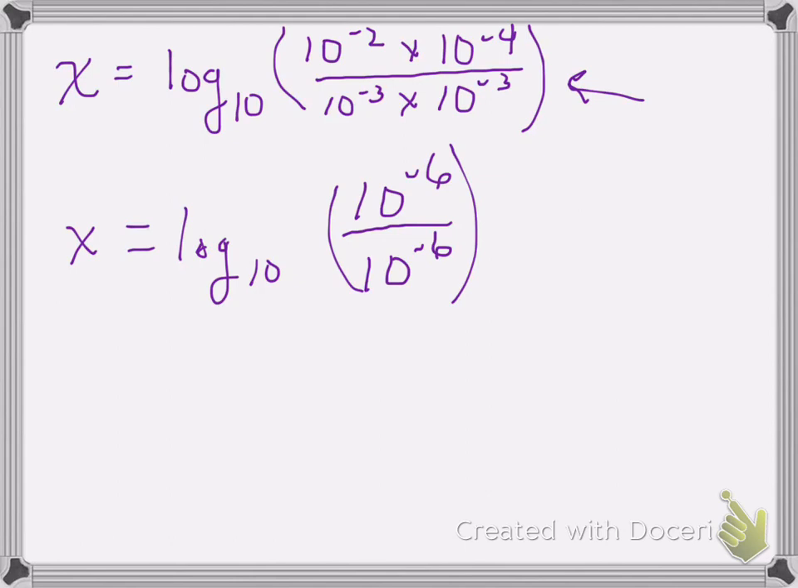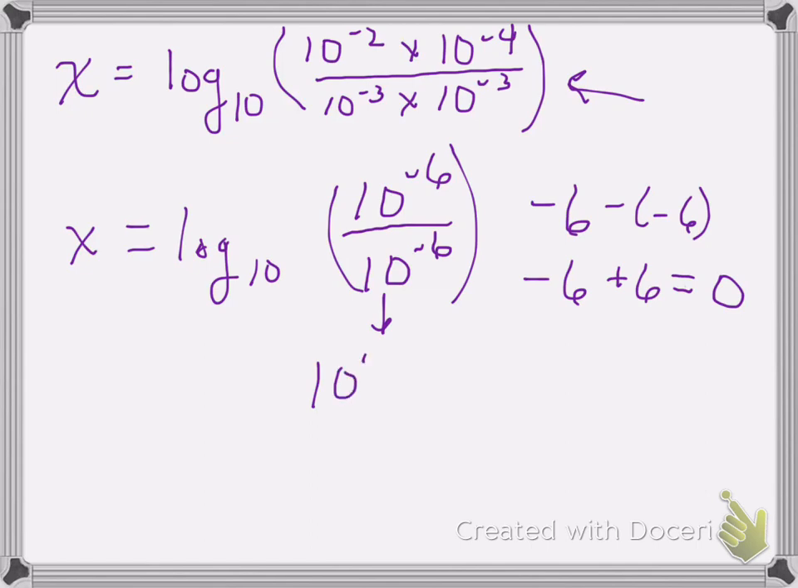So now let's take 10 to the minus 6 divided by 10 to the minus 6, and let's go ahead and do that division. Remember, because we're dividing, we're going to subtract the two. That's minus 6 minus a minus 6, which is the same thing as minus 6 plus 6, which equals 0. And so in this case, this reduces to log base 10 of 10 to the 0 equals x.